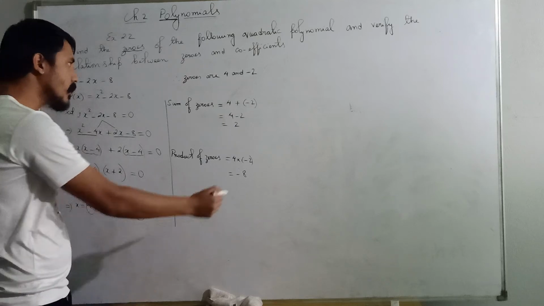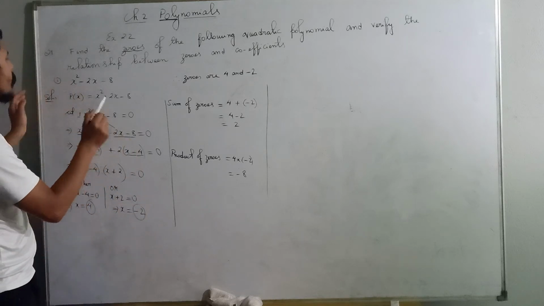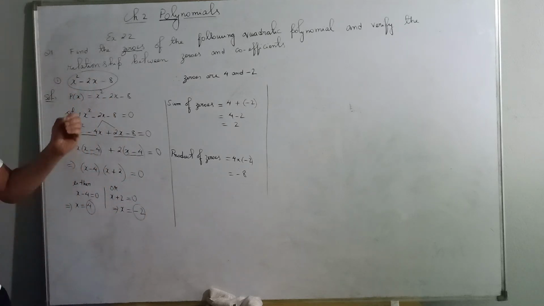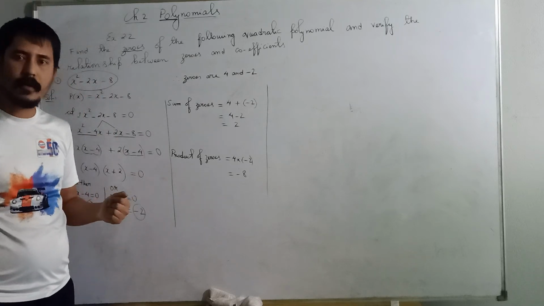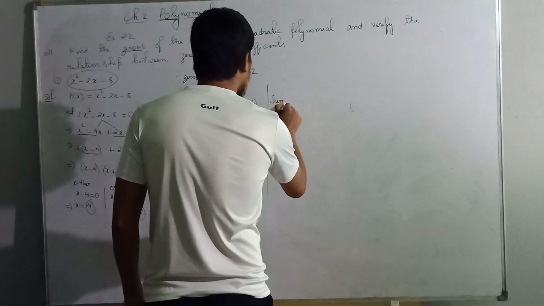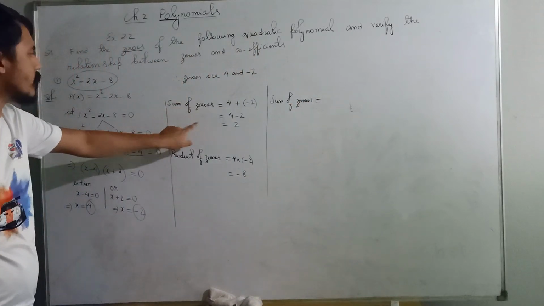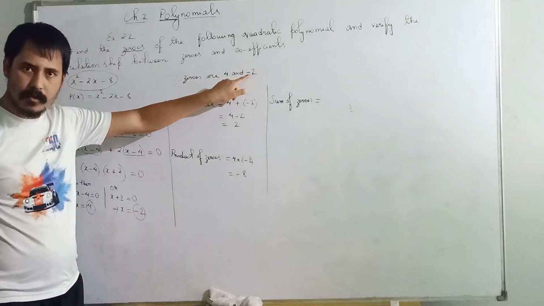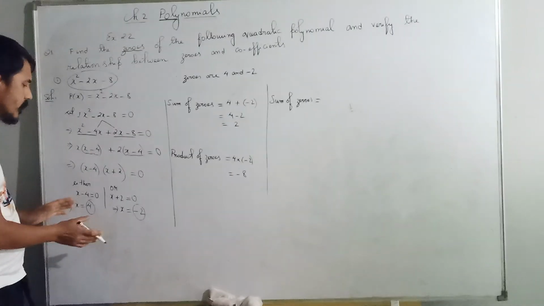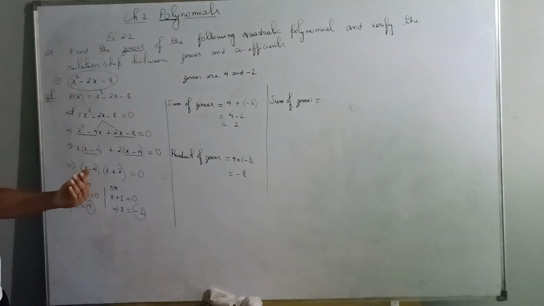But without even determining the zeros, just by knowing your polynomial, just by looking at the polynomial, we can also find the sum of zeros and product of zeros. Let's see how. There is a small formula that you need to remember. We obtained the sum and product of zeros here only after determining the zeros, but knowing the polynomial also, we can find them without determining the zeros.